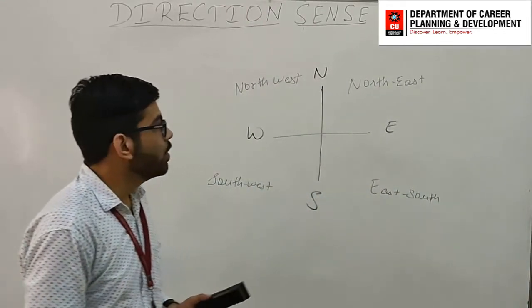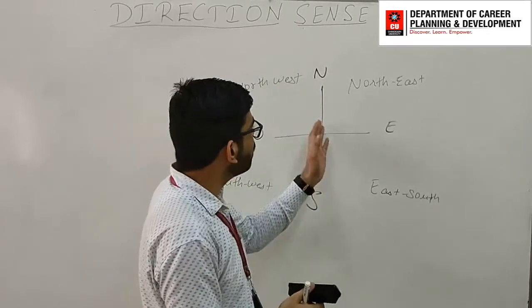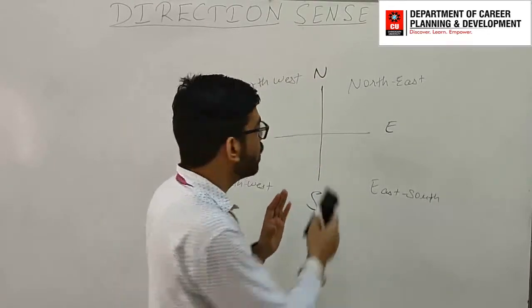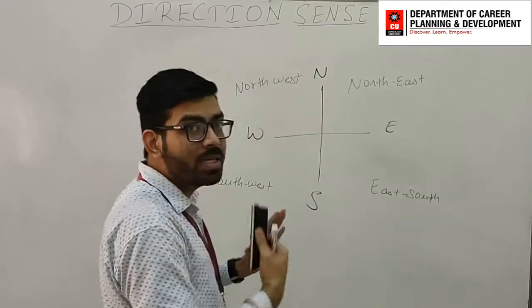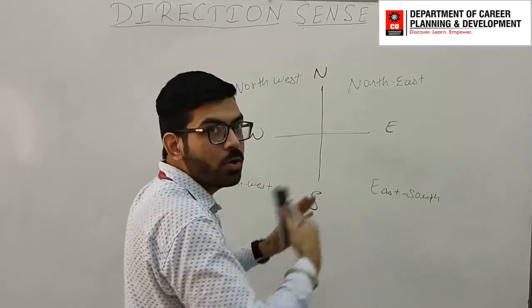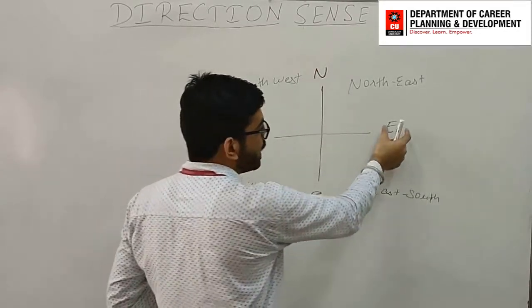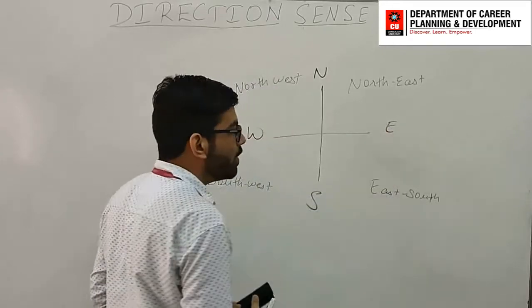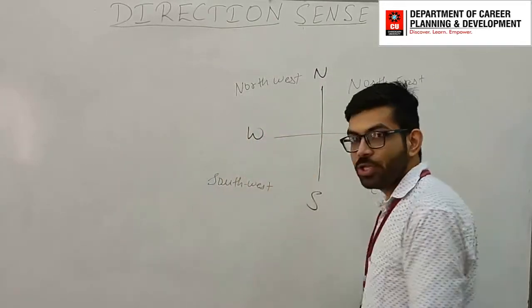Let's see another part. Suppose the situation is given to you that you are facing towards north. The examiner says the right of the person, that means you are facing north and your right will be in the east direction. In the same way, if you are facing north, your left will be the west direction.